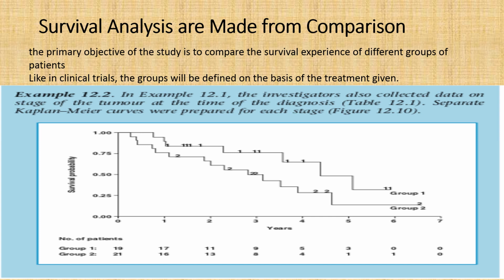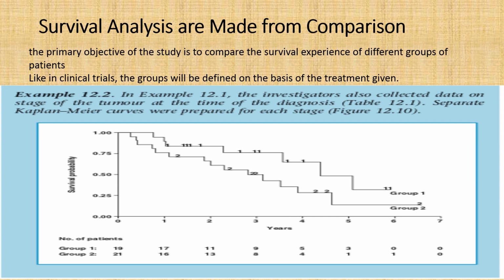Then what additional thing have you learned so far? The additional thing you have learned is that it's a comparison. Survival analyses are always comparative. Now the comparison will be made between two groups. These may be clinical trials, or they may be the clinical features of two individuals.